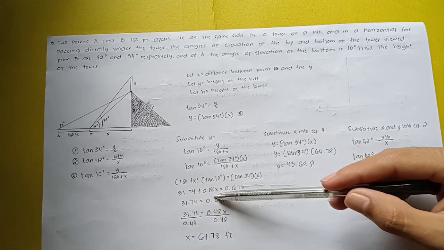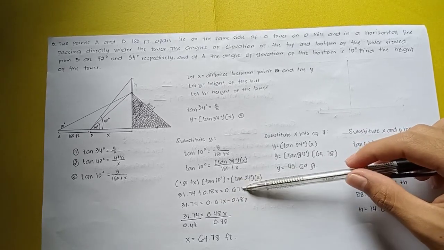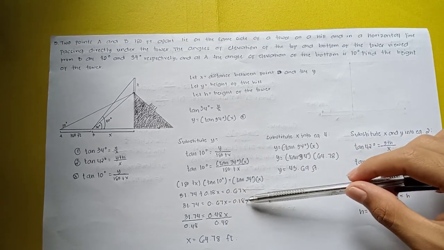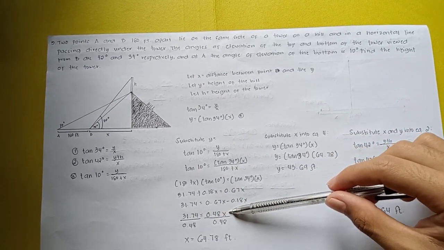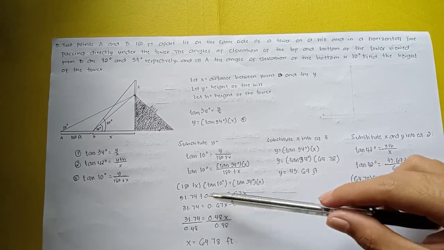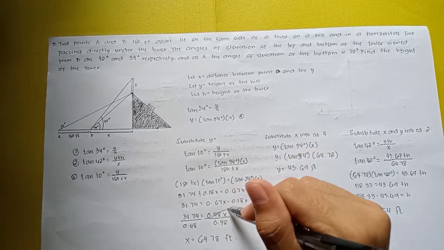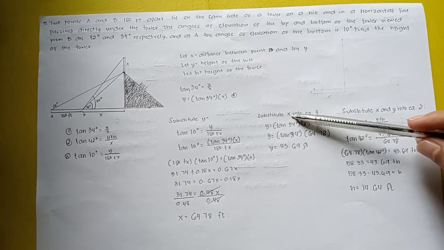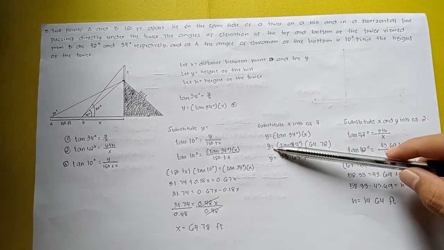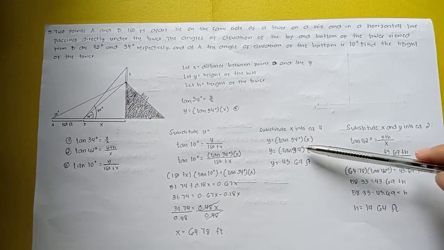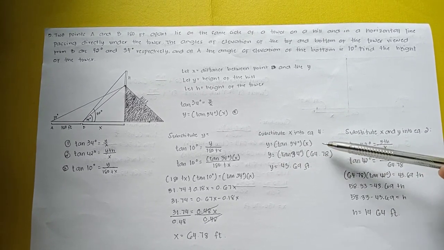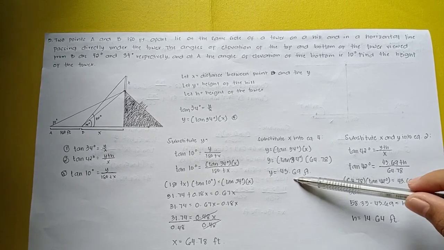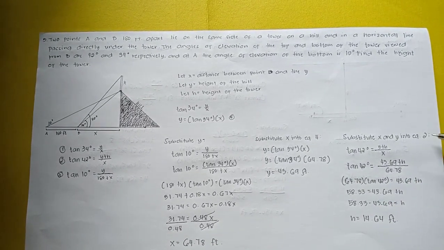31.74 plus 0.18x equals 0.67x. 31.74 equals 0.67x minus 0.18x. 31.74 equals 0.48x. Divide both sides by 0.48. So x equals 64.78 feet. Then substitute x into equation number 4. Y equals tan 34 degrees times x. Y equals tan 34 degrees times 64.78. Y equals 43.69 feet.